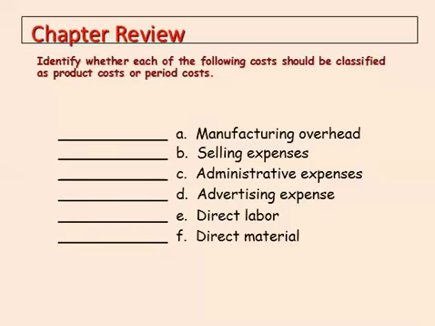Here's another question, and again, you may want to pause this. Determine whether the following costs should be product or period costs. And the answer is there. So manufacturing overhead is a product cost. It's associated with manufacturing a product. Selling expenses, selling and administrative are period costs. Advertising is part of a selling expense, so it's a period cost. And then direct labor and direct materials are product costs.